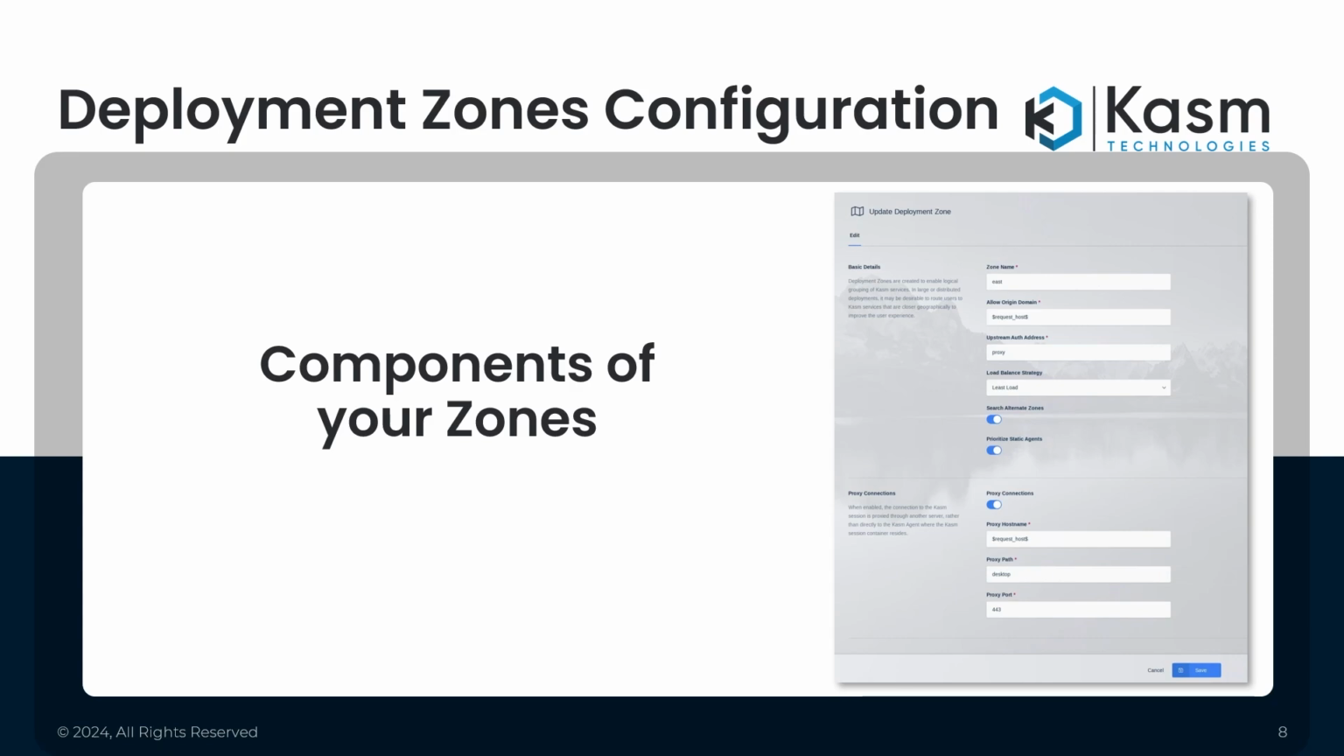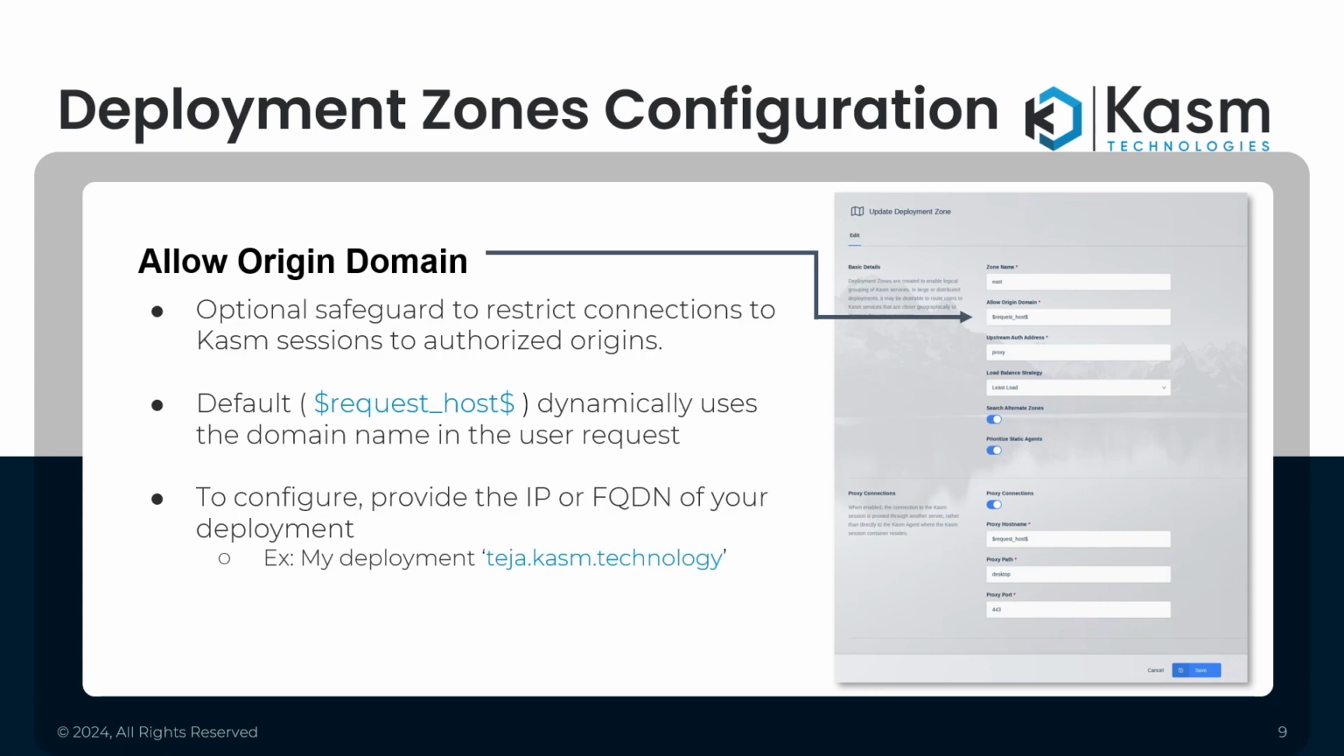When setting up a deployment zone in Kasm Workspaces, there are several important configurations to consider. I'll guide you through each of these settings, explaining what they are and how to configure them. The first setting that you can configure is called Allow Origin Domain. This is an optional setting that enhances security by restricting Kasm session connections exclusively to authorized origin domains. You can set this to the base domain of your deployment.